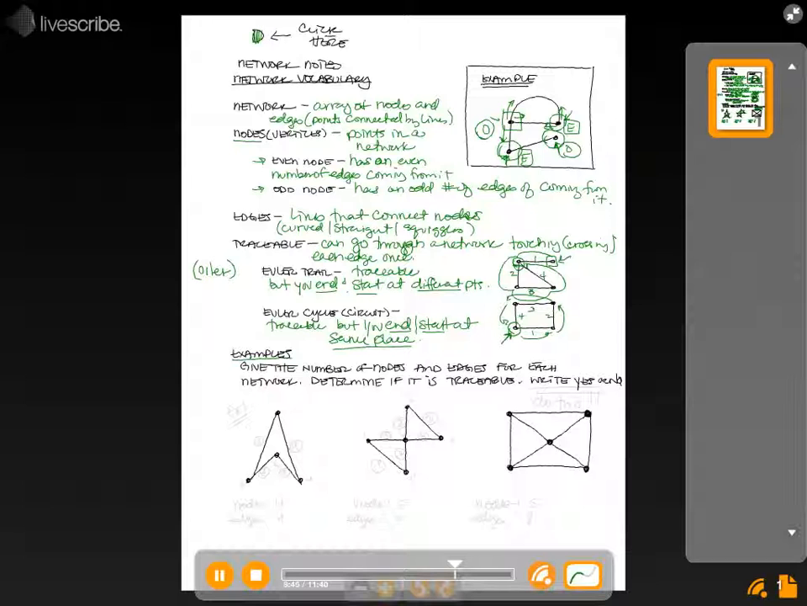So go ahead, we're going to pause it. I'm going to see if you can do the nodes and edges on your own. It's pretty simple, but I want to see if you can count it on your own. So go ahead and pause it, do all 3 examples rather, and then see if you can come back and check your answers and make sure you got it right.